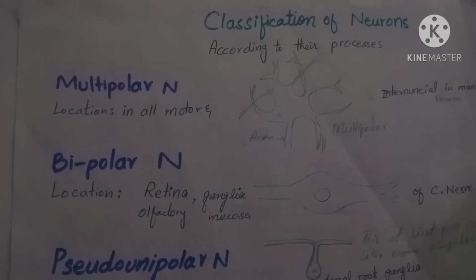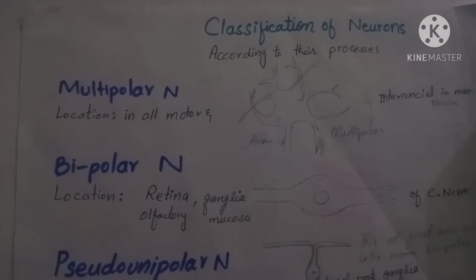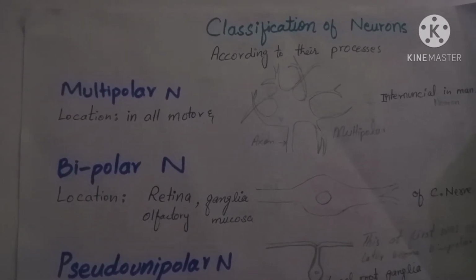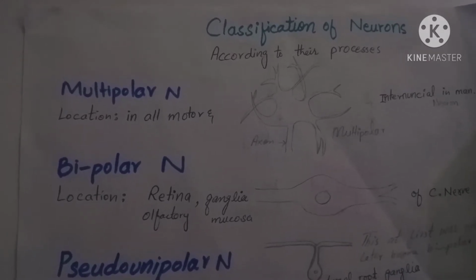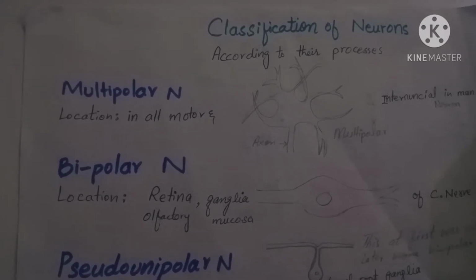Hi friends, today I want to talk about classification of neurons according to the processes. How many processes are there? There are four main types of neurons: multipolar neuron, bipolar neuron, pseudo-unipolar neuron, and unipolar neuron.